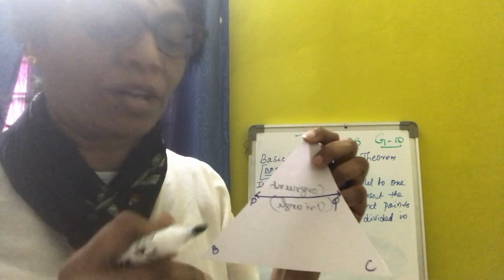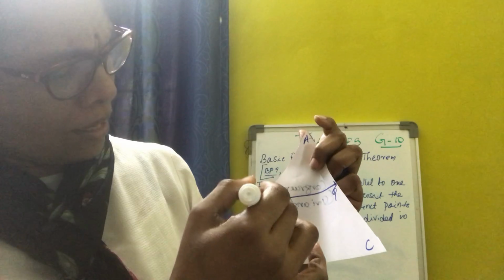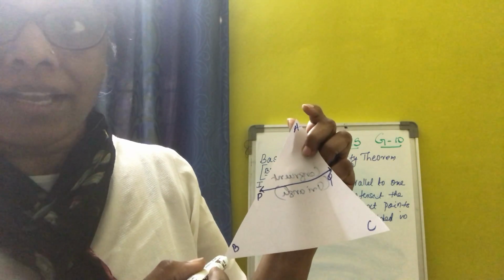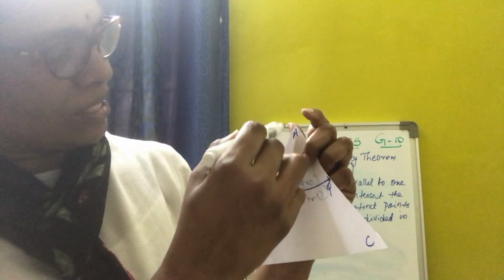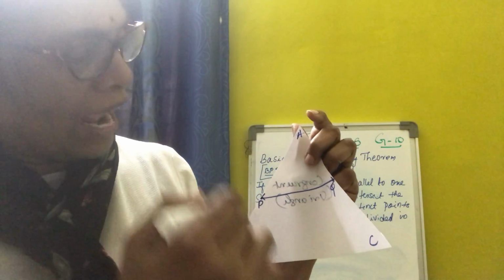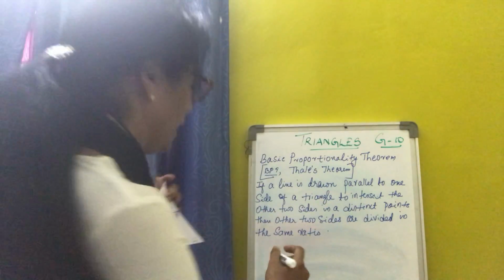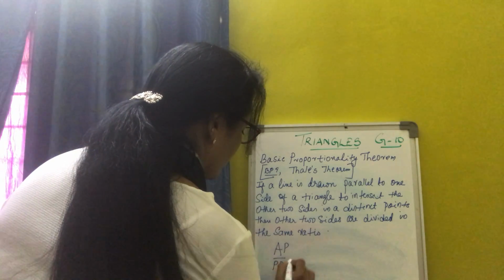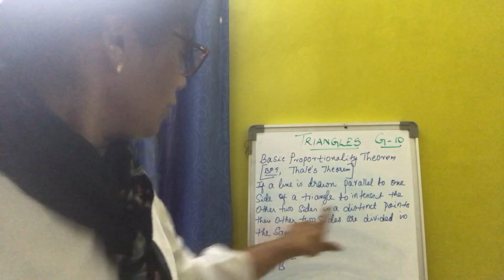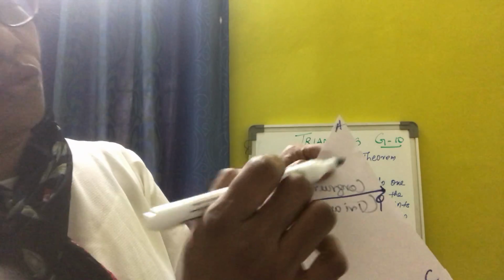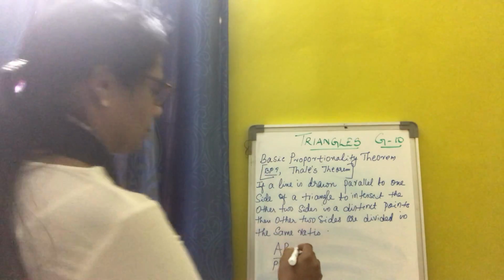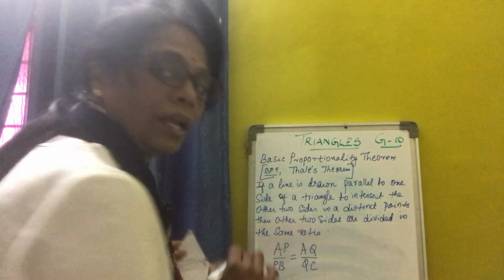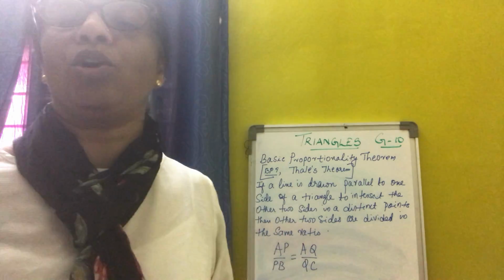So how does the same ratio come here? See here AP by PB. This particular full side of the triangle is divided into two portions, which are AP and PB. So we have to prove that AP by PB, the other two sides are divided in the same ratio, so the other side gives AQ by QC. AQ by QC. This is what we want to prove.